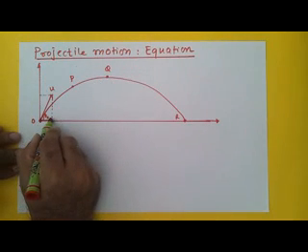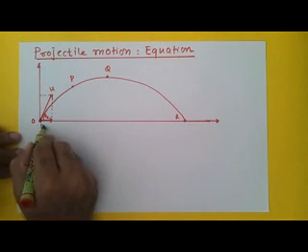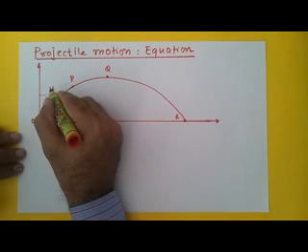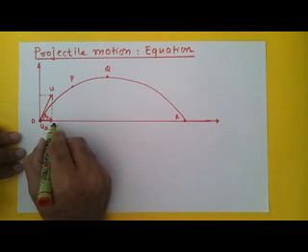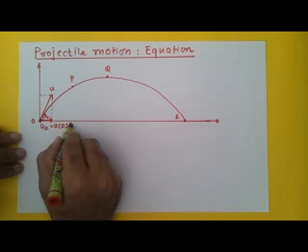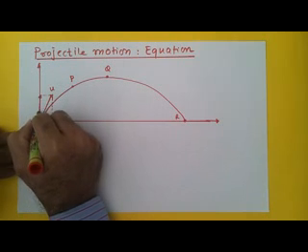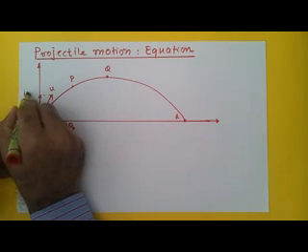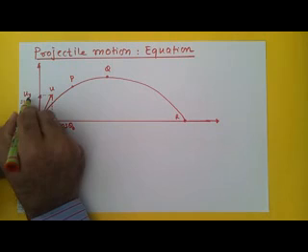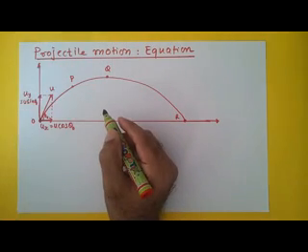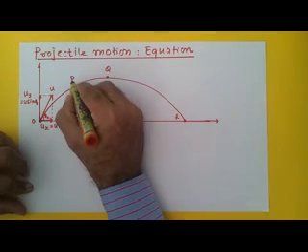So this particular component will be ux, meaning the component of u along the x-axis, and its magnitude will be u cos theta 0. This angle is theta 0. And this particular component will be uy, which will be u sin theta 0. Similar thing will happen over here.